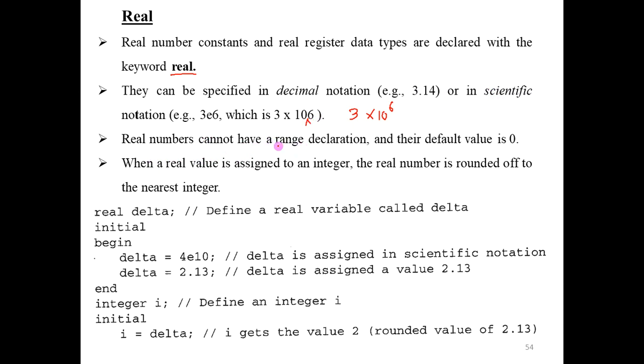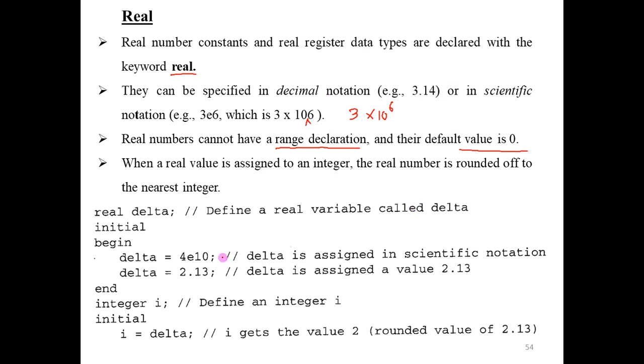Real numbers cannot have a range declaration. You cannot declare a range here. And the default value is 0. When a real value is assigned to an integer, the real number is rounded off to the nearest integer. For example, 3.14, if I assign it to an integer.